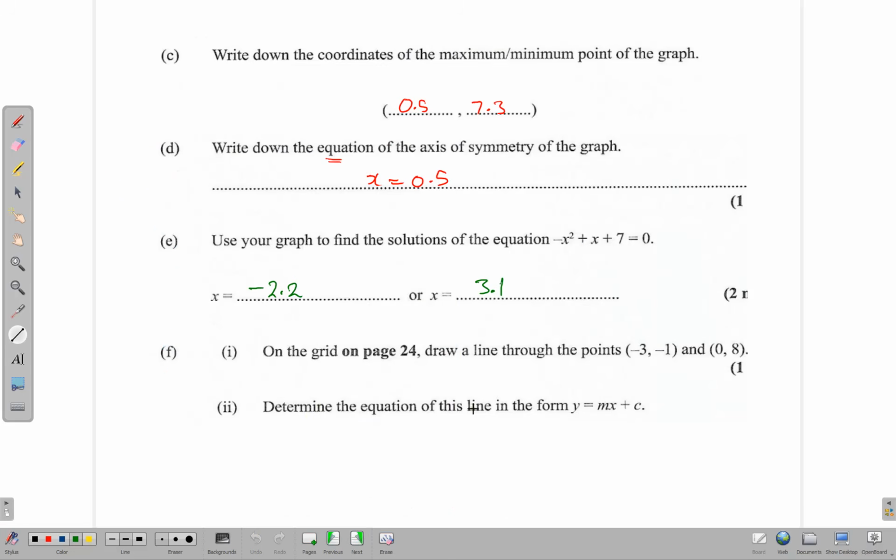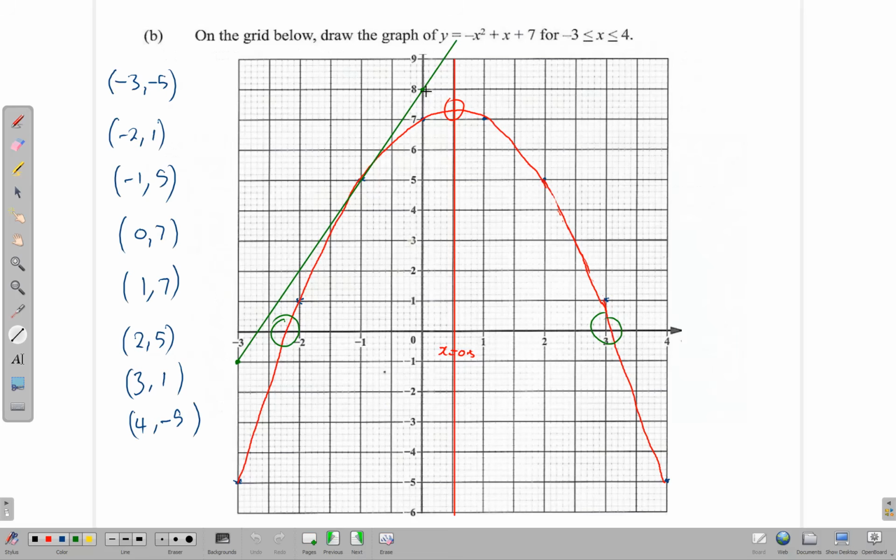Determine the equation of this line in the form y equal mx plus c. All right, so how do we determine the equation of the line that we just drew? Well, first we need 2 things. We need the y-intercept, which is c, and we need the gradient, which is m. So let's look at both. It cuts at 8, so this is our c. That's our c value right here. This value is our c.